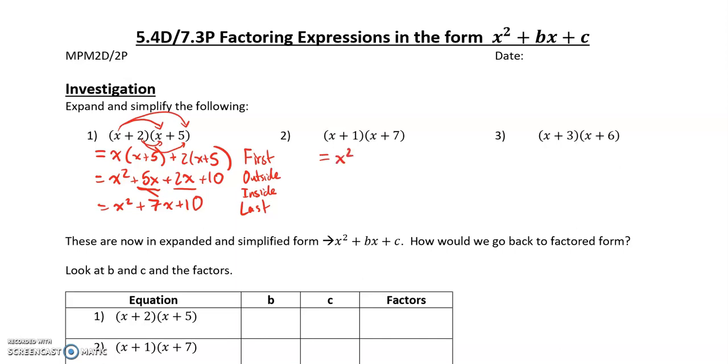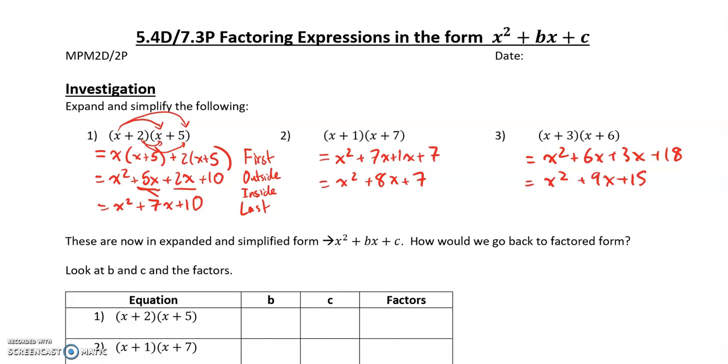All right, so hopefully you've had a chance to do these. I'm going to just put these up quickly here. We get x squared plus 7x plus 1x plus 7, which gives me x squared plus 8x plus 7. The next one, we get x squared plus 6x plus 3x plus 18, and that gives me x squared plus 9x plus 18. So that's what you should have gotten from expanding those.